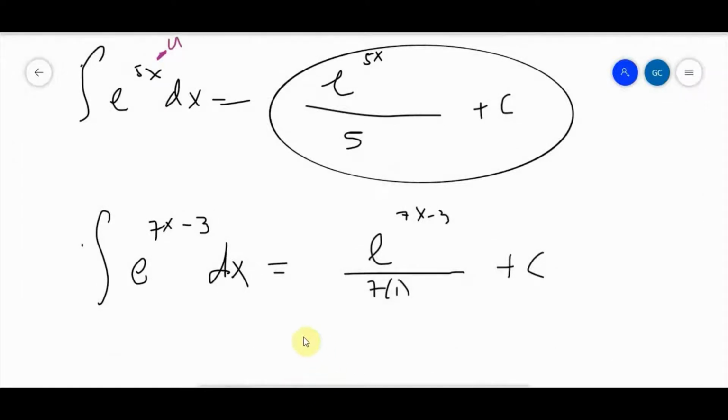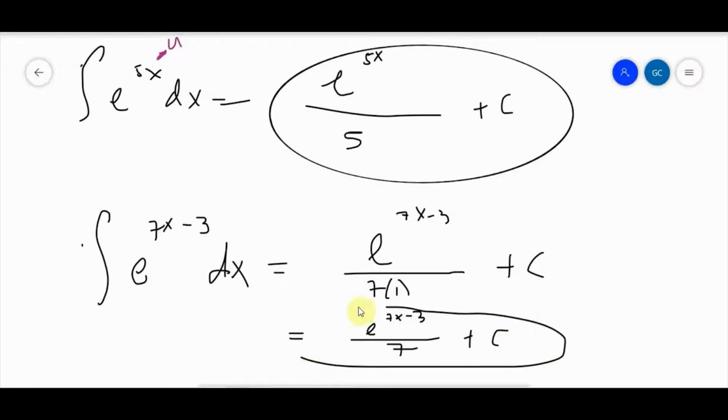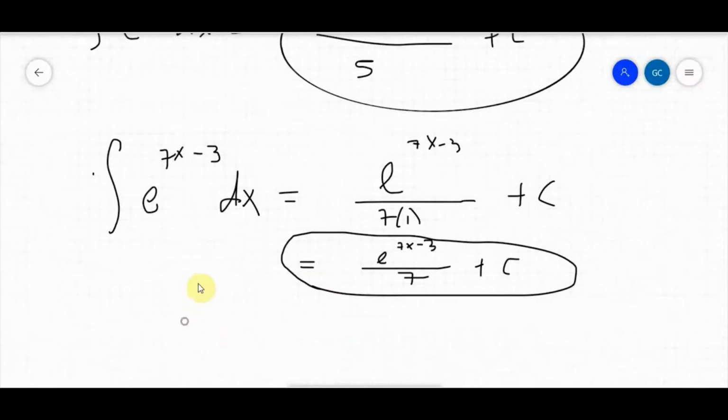or we can rewrite this as e raised to 7x minus 3 over 7 plus some constant c. Alright, so that is clear enough.